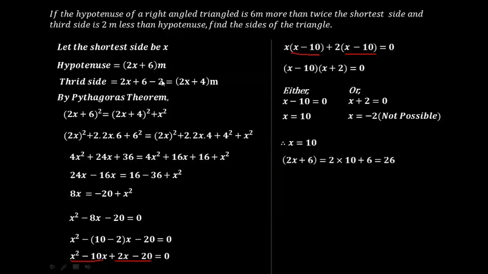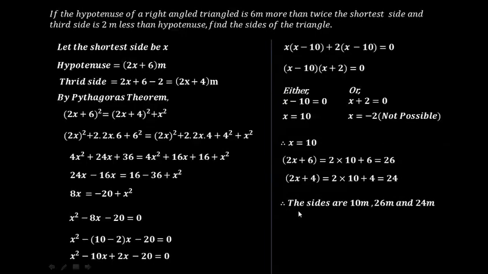Hypotenuse is 2x plus 6. Instead of x I'll write 10. So 2 10s are 20. 20 plus 6 is 26. And the third side is 2x plus 4. 2 into 10 plus 4 is equal to 24 meter. Therefore the sides are 10 meter, 26 meter and 24 meter.